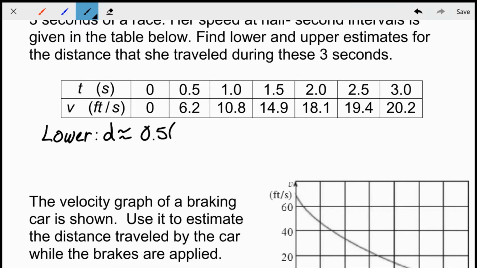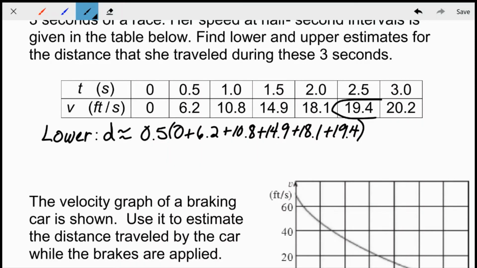Okay, so for the first subinterval, I'm looking at this subinterval between 0 and 0.5. And you can see I have 2 points to deal with there, but I want to choose the one on the left-hand side, which would be 0. Then I get to this next subinterval from 0.5 to 1. You can see the left-hand side of that would be 6.2. And I'm just going to go through all of these, 10.8, 14.9, 18.1, and 19.4.